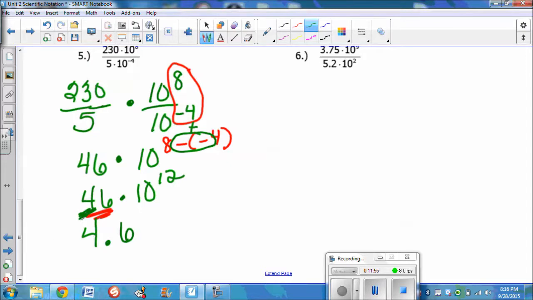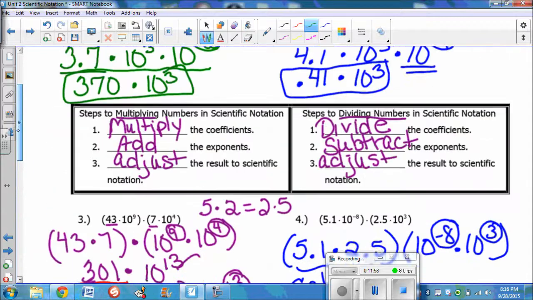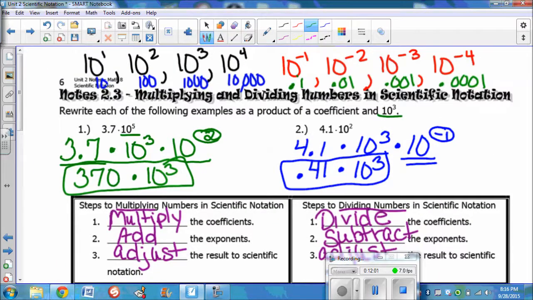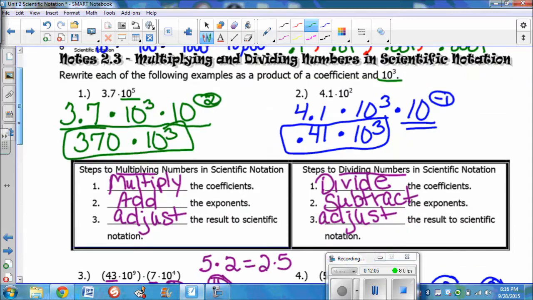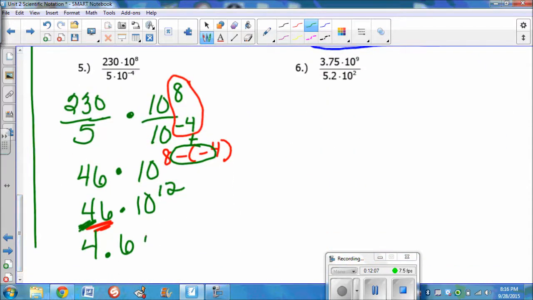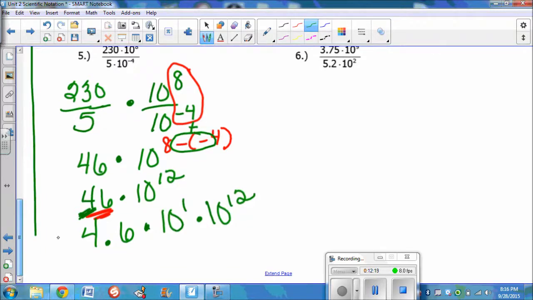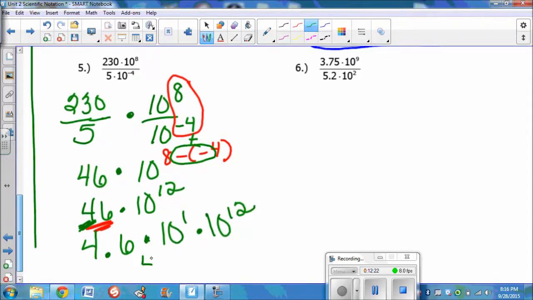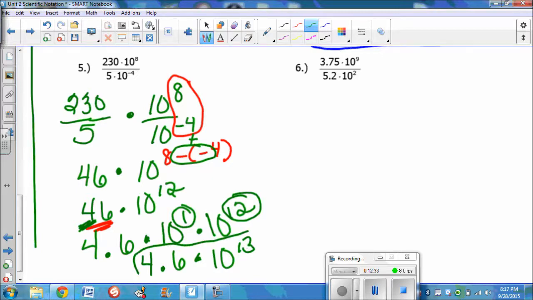That was a 10. So what is a 10 with an exponent? A 10 with an exponent is 10 to the first power. So times 10 to the first, and then don't forget what we had there before, times 10 to the 12th, and now let's simplify. So we have 4.6 times 10. Add your exponents to the 13th power. There's our final answer, adjusted in scientific notation.